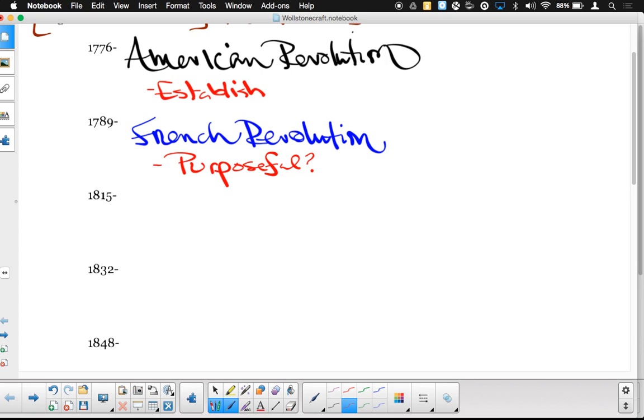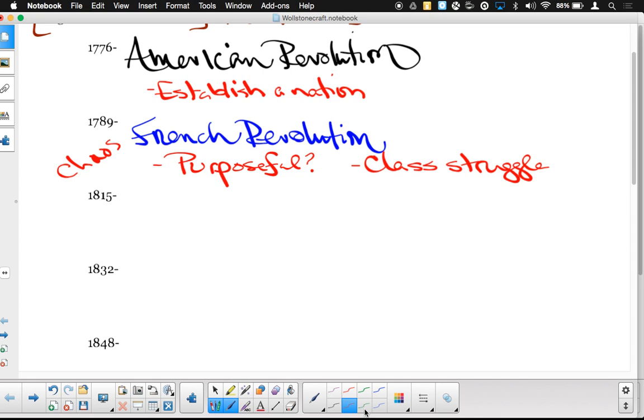This establishes a nation. Some folks would argue the French Revolution established total and utter chaos for about 25 years. The goal of the American Revolution was independence, and the goal of the French Revolution was a class struggle. Okay. Who versus whom, I guess, for the class struggle?